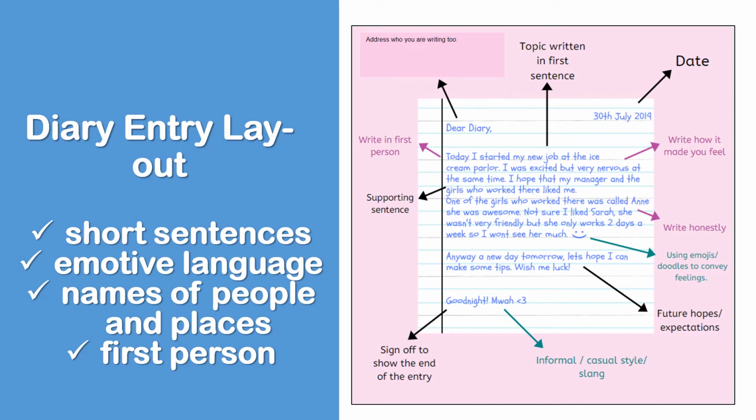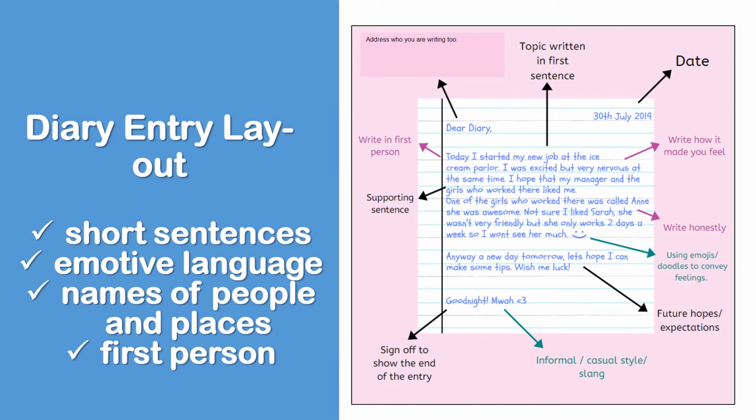In this example, you can see that our diary entry is dated. And then we have the salutation, Dear Diary. Next, we have the introductory paragraph, which starts with a topic sentence, which tells us what this diary entry is going to be about. It's also written in the first person. Today, I started my new job at the ice cream parlor. I was excited but very nervous at the same time. I hope that the manager and the girls who work there liked me.